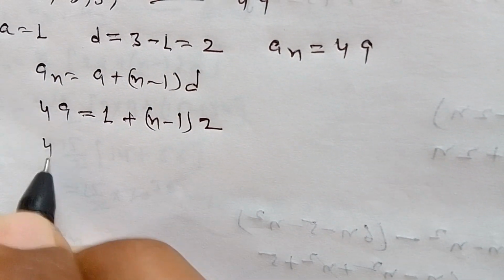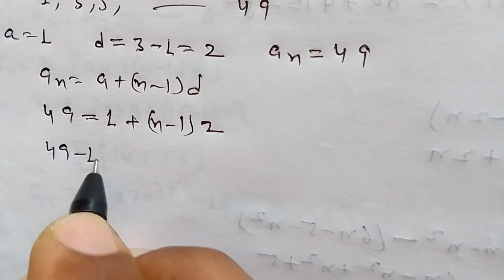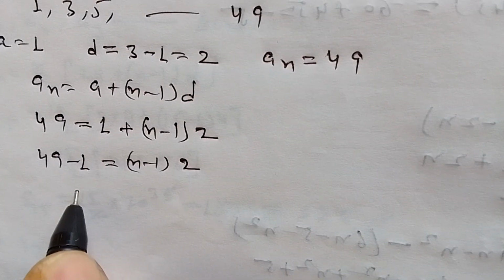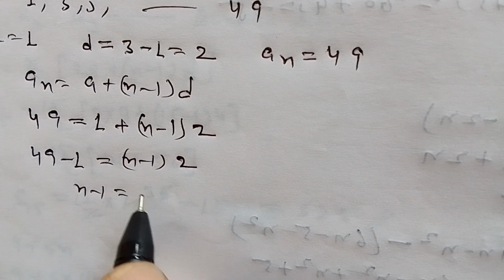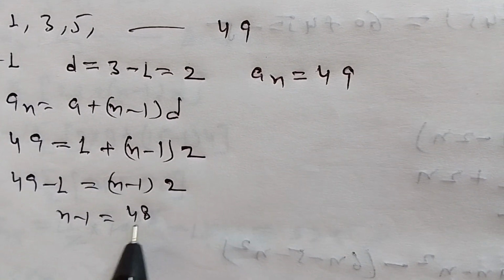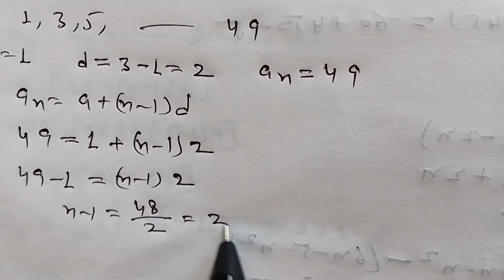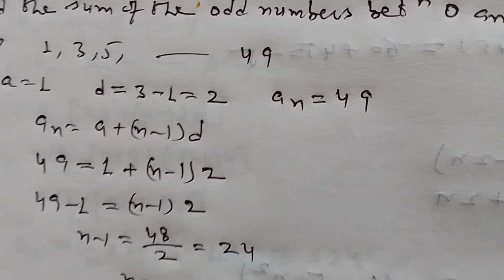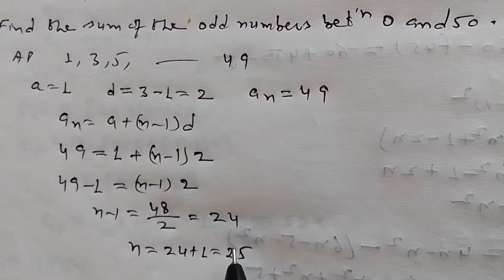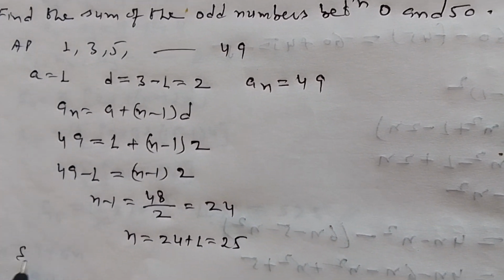So carrying 1 to the other side it becomes negative. So it comes out to be n minus 1 equals 48 divided by 2, 49 minus 1 is 48, divided by 2. It comes out to be 24. So n becomes 24 plus 1, which is equal to 25. So we have to calculate the sum of 25 terms.